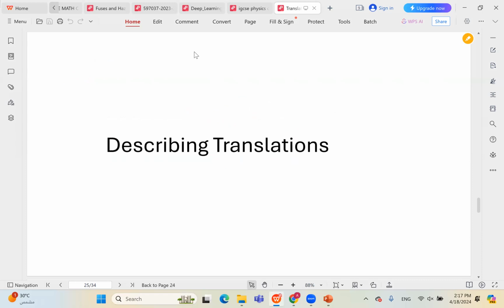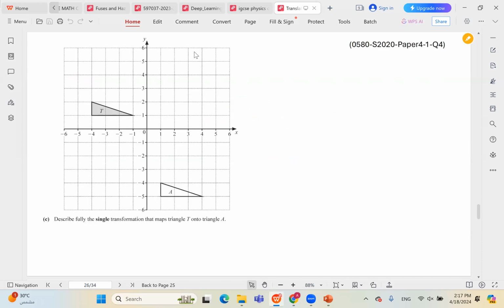In the next part of the video, we shall be discussing how to describe translations. Describe fully the single transformation that maps triangle T onto triangle A. So in this case, we want to get the translation vector. How do we know that this is a translation? So you have 4 types of transformations: translations, rotations, enlargements, and reflections.